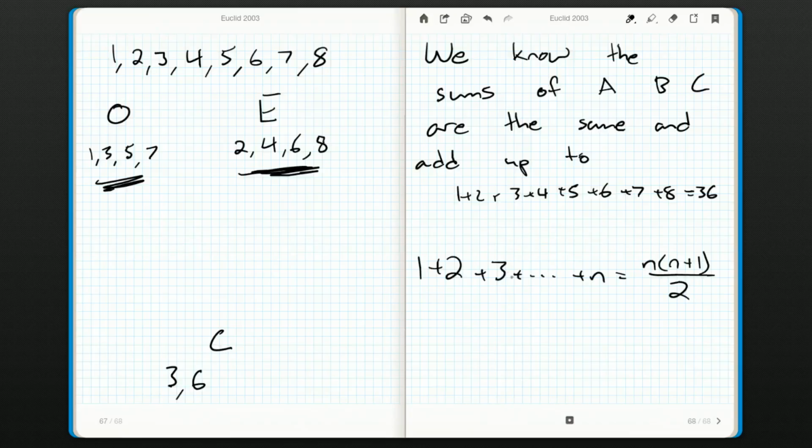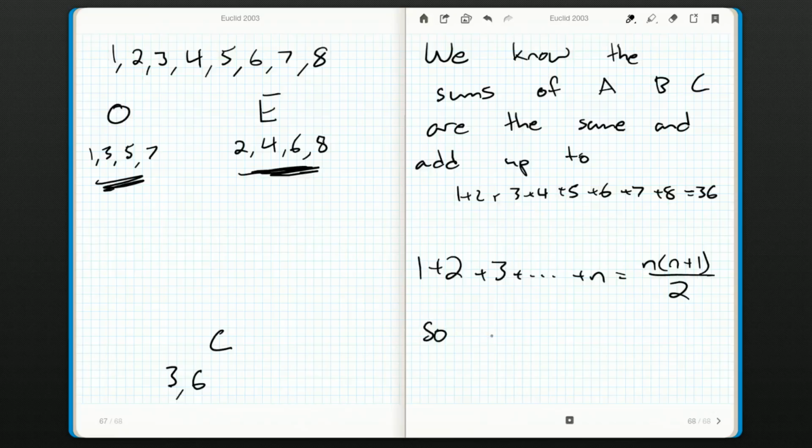I might talk about it in the future at some point, in a video dedicated to that stuff. But this is a great way to do the sum of integers from 1 up to n. So for 8, it would be 8 times 9 over 2, so that'd be 4 times 9, 36.